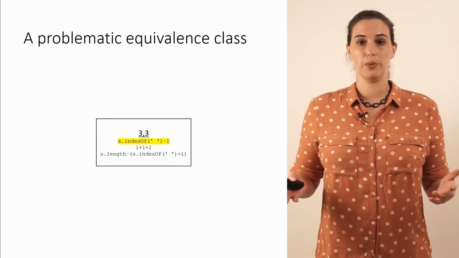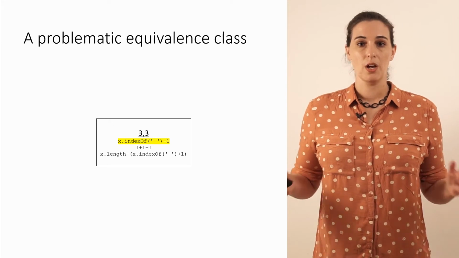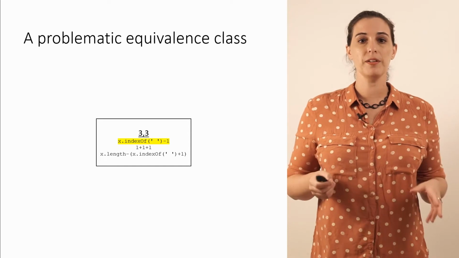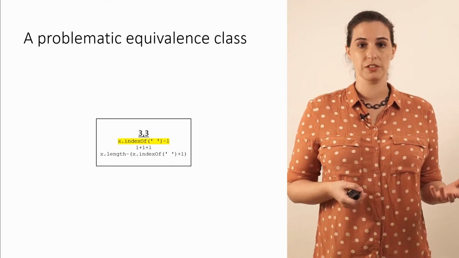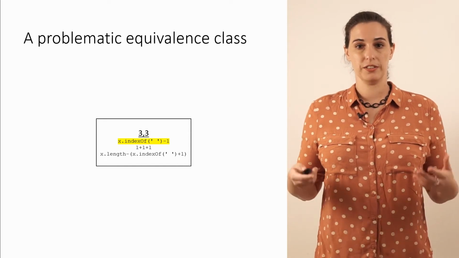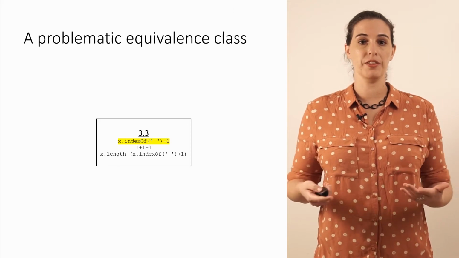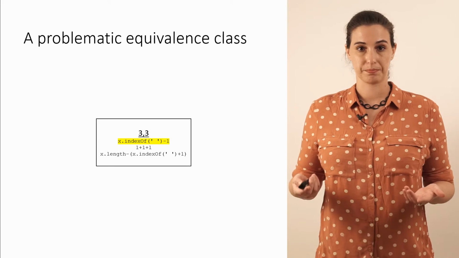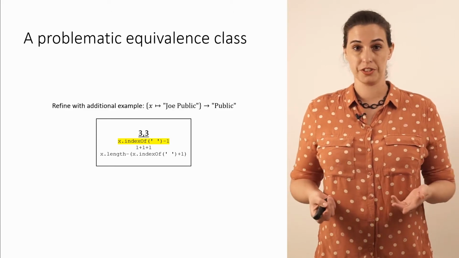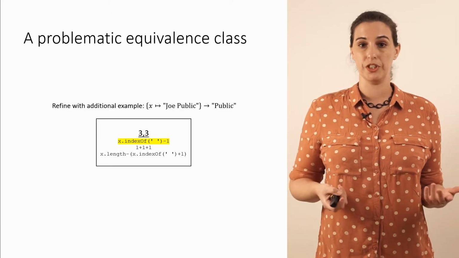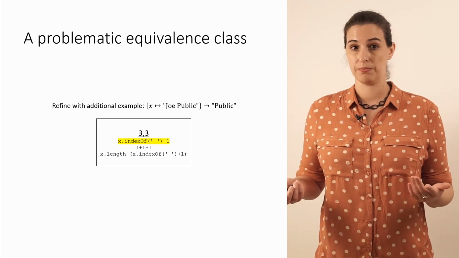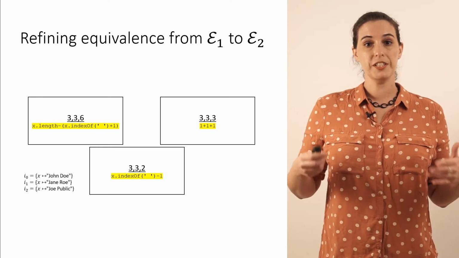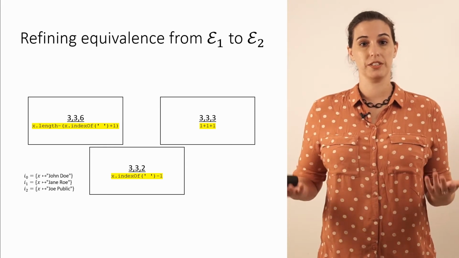So let's take a look at what's happening in this equivalence class. We have 3 programs, at least, that are equivalent based on observational equivalence. And observational equivalence tells us that if we want them to no longer be equivalent, we need to add another example. Or in other words, we're going to refine our equivalence relation with another equivalence relation. When we add the additional input, we're always splitting existing equivalence classes.